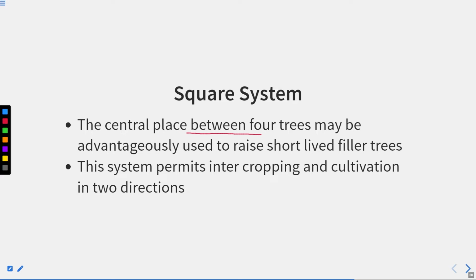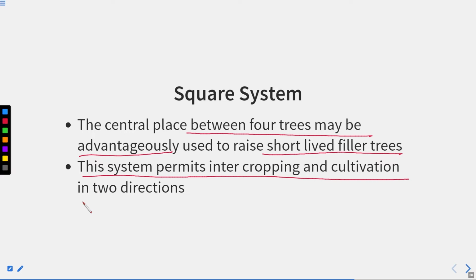The central place between the four trees may be advantageously used to raise short-lived filler trees. This system permits intercropping and cultivation in the two directions. So here we will have space in between. This is the square system, because at every corner we are having the banana tree, right? But in the center, we can have any different plant over here, right? So it is a type of intercropping.